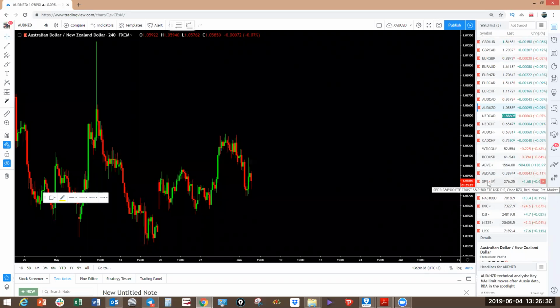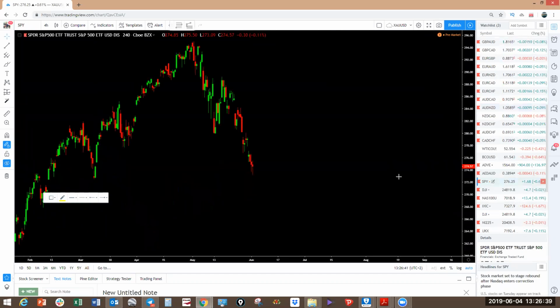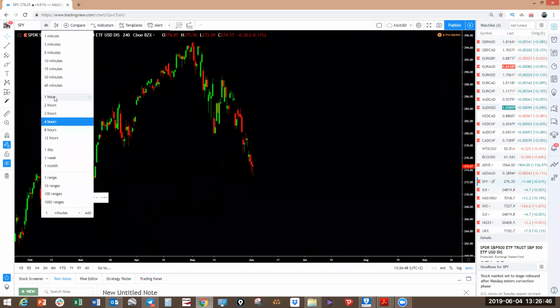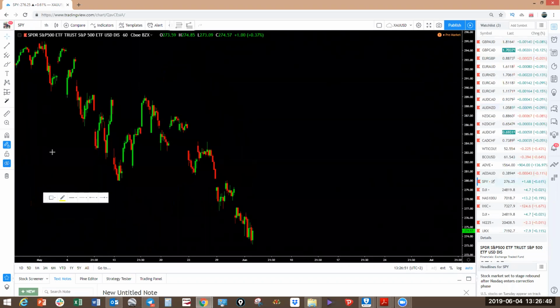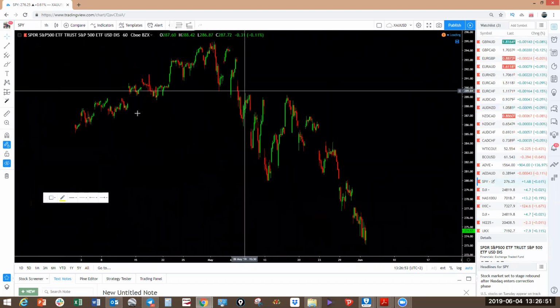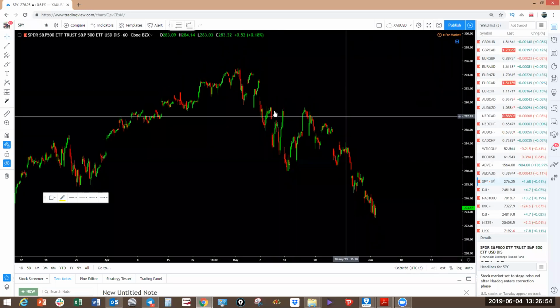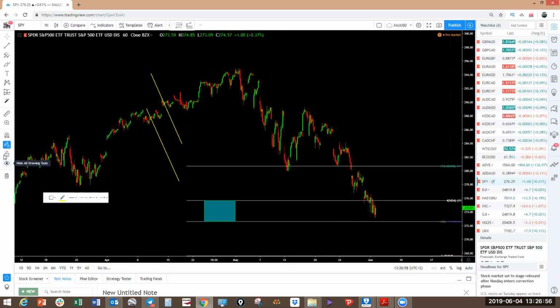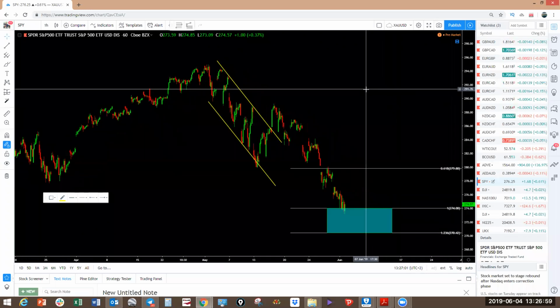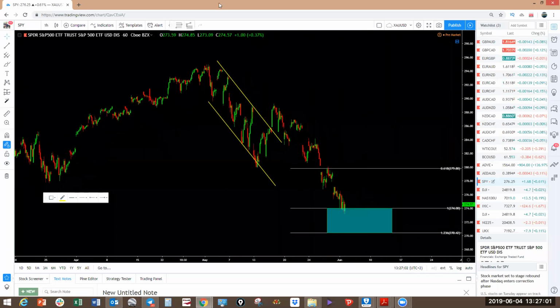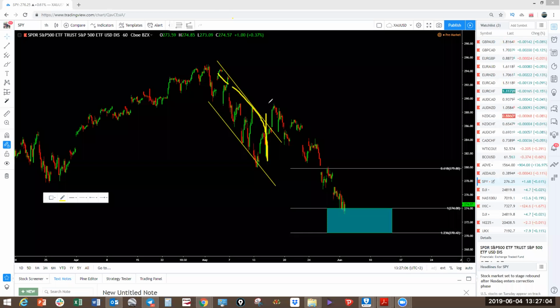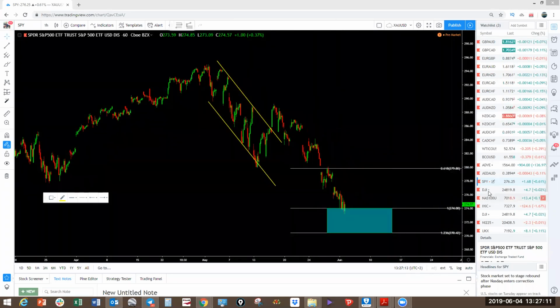Let's look at the S&P 500. S&P 500 and all the indices are looking like they're in the blue box areas. We just need to see what the reactions are from the blue boxes that we discussed on Sunday. We're in the blue box. Let's see if we get a reversal there. So that applies for most of the indices.